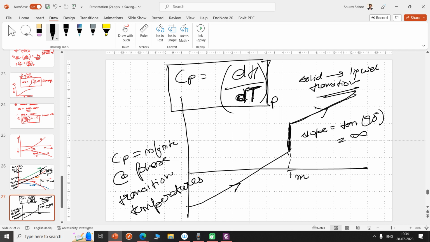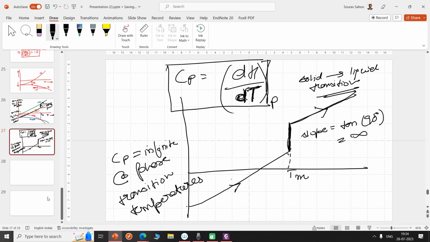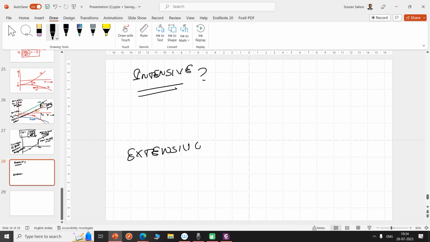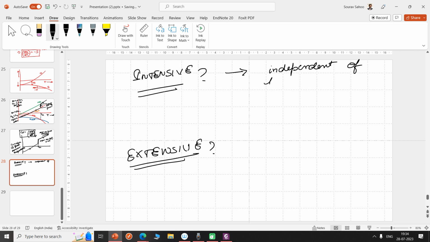So coming on to another small concept, when we say intensive and extensive variables, I missed it in the initial part. So what do you mean by intensive and what do you mean by extensive? Intensive is something which is independent of the size of the system. So let's say pressure and temperature, these are all intensive variables. And extensive is dependent on the size of the system.